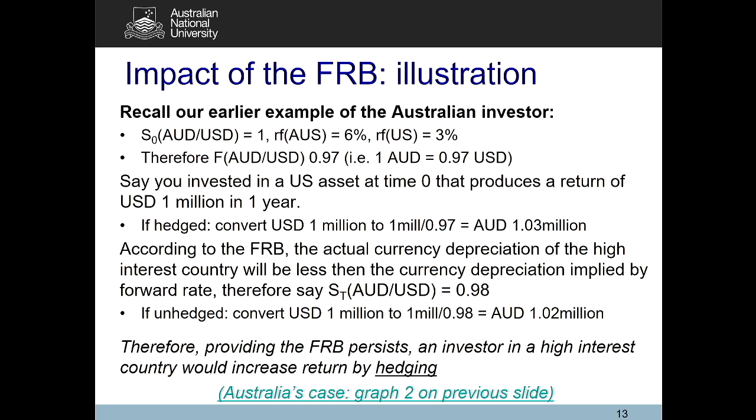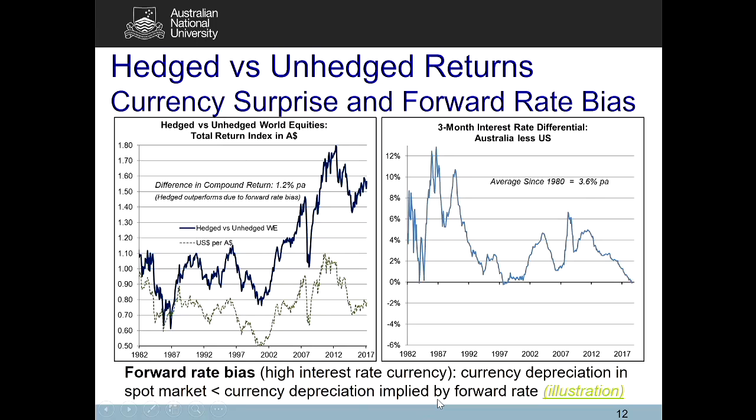So from a return perspective, if you are in a high interest rate country and you have a forward rate bias, on average you are better off hedging. I keep saying on average because it is volatile, but if you're a long-term investor, averages matter, right? Because if you have a 30-year series, it means that on average you will gain by being hedged from a return perspective. So the question becomes, is Australia a high interest rate country?